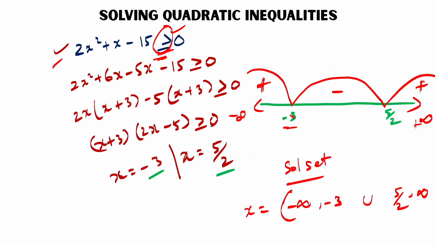It's a round bracket. Whereas if it is greater than or equal to 0, the greater than symbol is there, so the minus 3 is also included. When a number is included, then we have to keep a square bracket. So this is a round bracket, and 5 by 2 is also included, so this is a square bracket. So the solution set of this quadratic inequality is minus infinity to minus 3 and 5 by 2 to plus infinity.